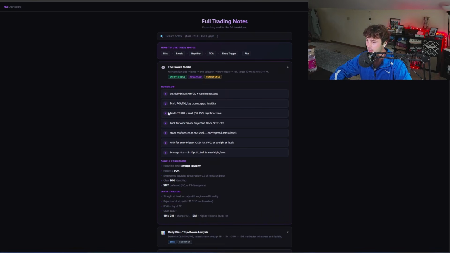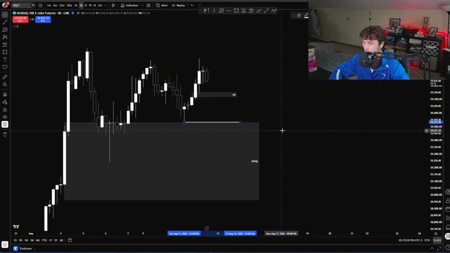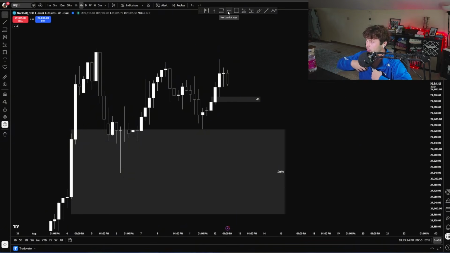Okay. Then coming down to number 3, we have find high time frame PD array, which could be a level like an order block, fair value gap, rejection zone, whatever it is. That one's kind of, the wording here is a little bit weird, but I'll show you what I mean. So let's say we are bullish here. Okay. Where would price want to reverse from if we were bullish, right?